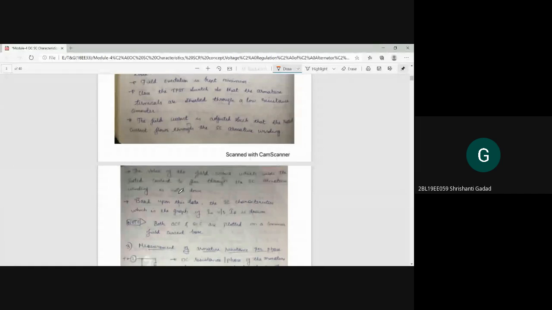Up to when we get rated current, sir. Very good. So once you get the rated current value, for that corresponding rated armature current, check what is the field current. So note down both armature current and field current. Just one single point value is enough for us to plot that short circuit characteristics.